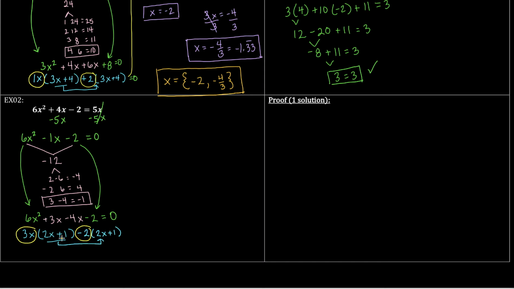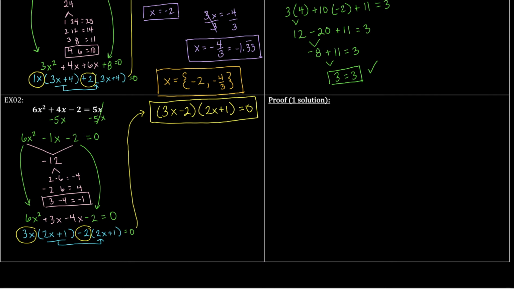So we have 3x copies of 2x plus 1 and negative 2 copies of 2x plus 1. This is equivalent to... I'm going to move this up here like I did the other one. Oh, I forgot to write equals 0 again. Okay, now I'm going to move this up and write it as 3x minus 2 copies of 2x plus 1 equals 0. This is my factored form.